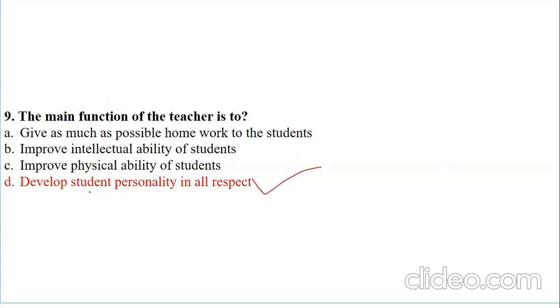Please try to understand developing student personality overall. In that you get intellectual also, physical also, you have communication also of the child. You help him to become more alert, observant. So developing overall personality is the main function or role of a teacher.